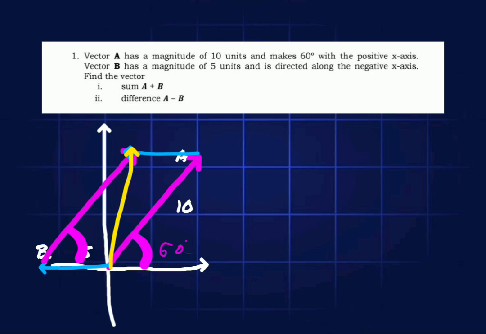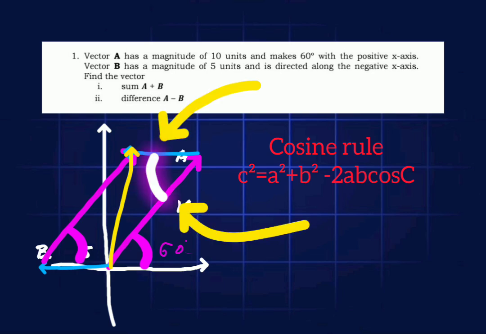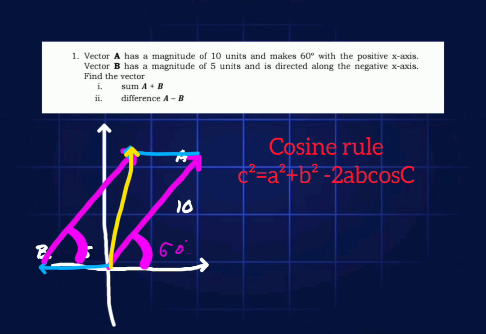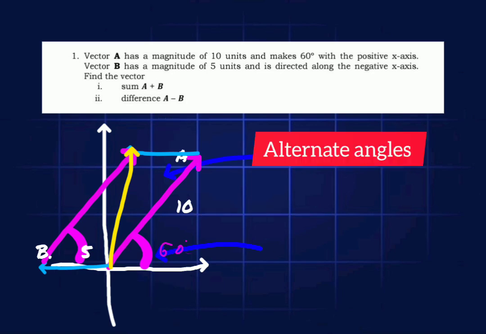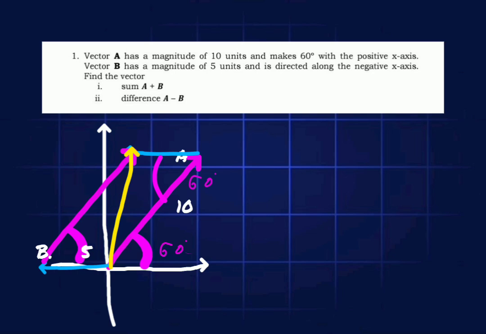The cosine rule is used when you have two sides and the angle in between. But in this case, we only have the two sides without the angle. So let's find that angle. Remember, B was along the x-axis, so its equal vector here is also parallel to the x-axis. Since we have two parallel lines and a diagonal, also called the transversal, the angle here is equal to the angle there. So that's also a 60 right there. Since we have that 60, we can now use the cosine rule.